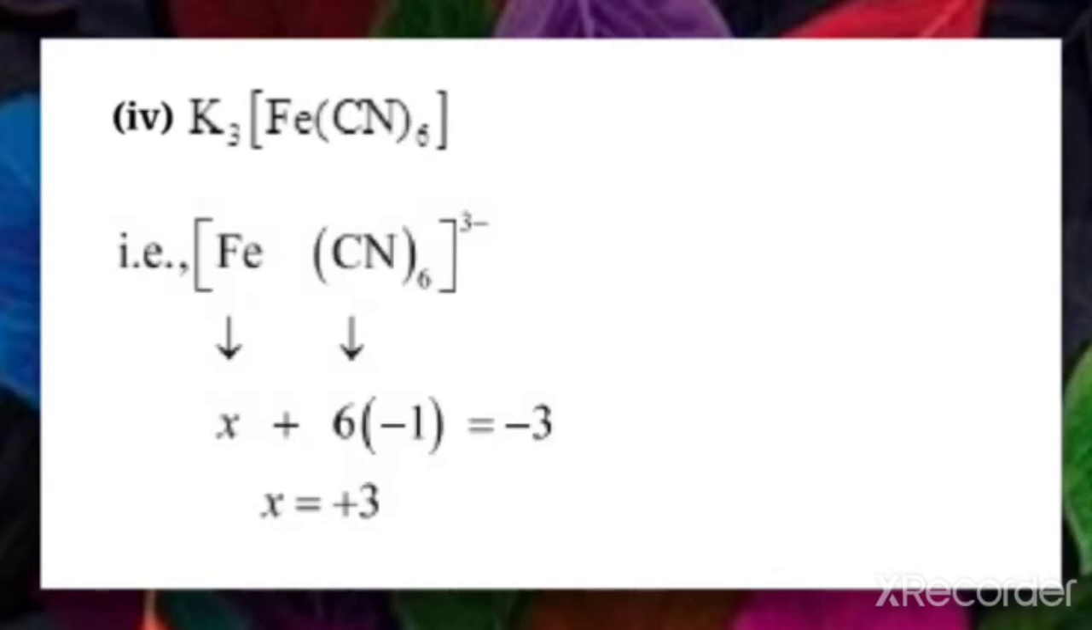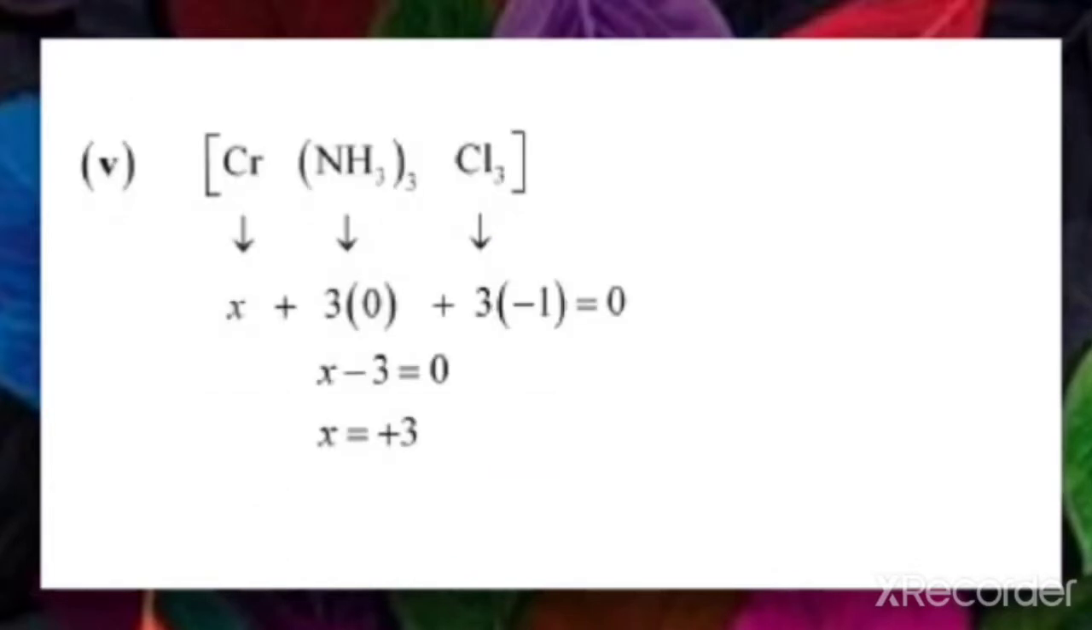Now we solve using the method of X. We keep X for Fe, which we have to find, plus 6 CN are there, so 6, and the charge on CN is -1. The overall charge is -3, so when you solve this, we get X equal to +3.